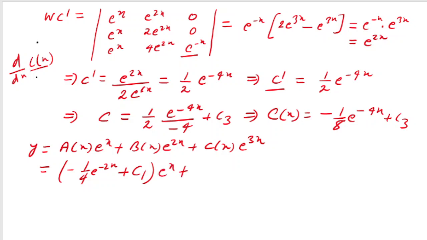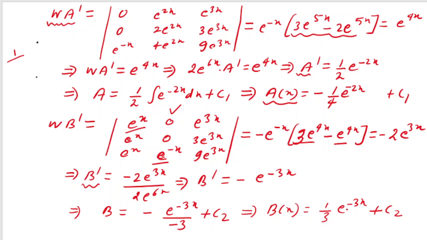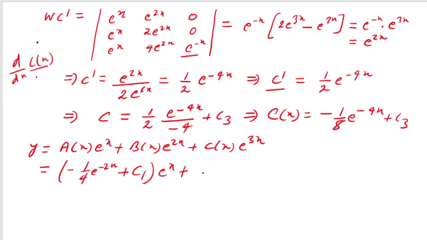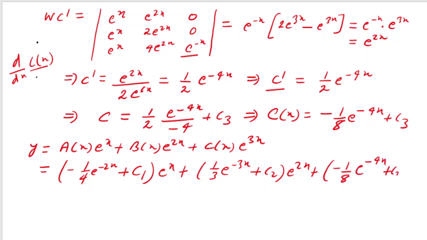And what is b of x that I have got? B of x I have got is 1 by 3 e to the power minus 3x, plus c2 e to the power 2x. And what is c of x I have got? Minus 1 by 8 e to the power minus 4x plus c3 e to the power 3x. I hope up to this there is no doubt or confusion.